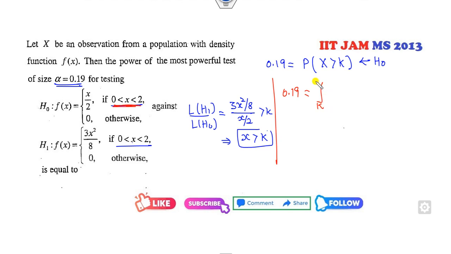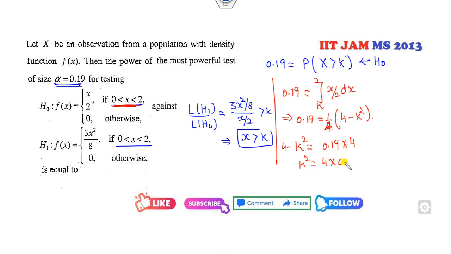So 0.19 is H naught here. So I can integrate from k to upper limit 2, x by 2. What is the answer of this 0.19? It is 1 over 4 x square, x square is 4 minus k square. Can you find the value of k? So it is 0.19 into 4, minus k square. So k square will be 4 minus of this, so 0.81. So k will be 2 into 0.9, that is 1.8.